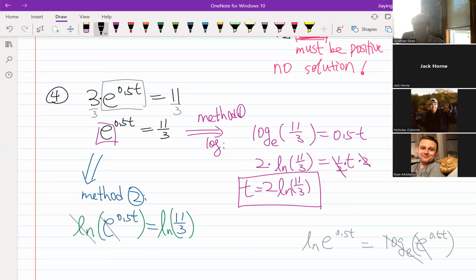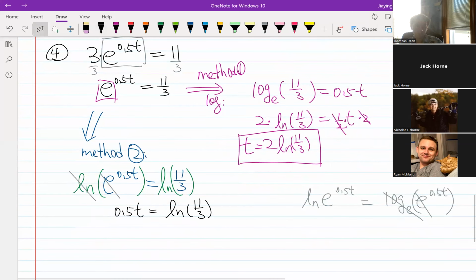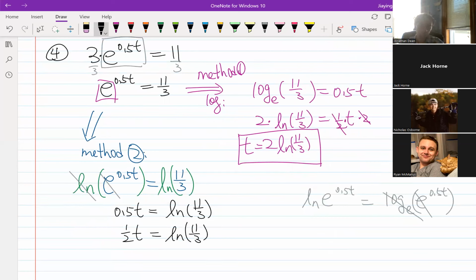And what we end up with on the left side is just 0.5t remaining. And that's going to equal the natural log of 11 over 3. Again, to make it easier, the 0.5t, which is 1/2 t, equals natural log 11 over 3. And we can multiply by 2 on both sides to get t equals 2 natural log 11 over 3.